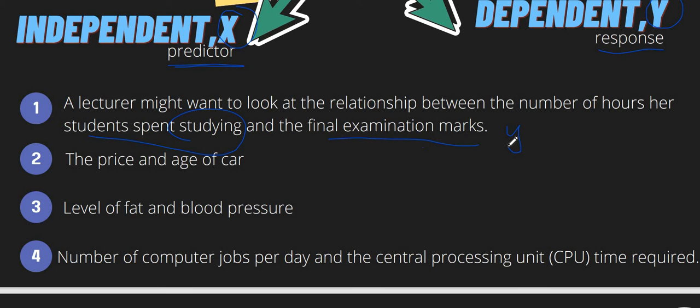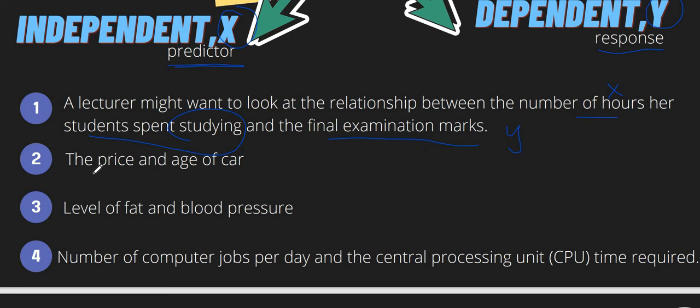So I hope that you can understand. Y stands for dependent and X stands for independent. And the number of hours here is independent. So you can see the relation between these two variables. Of course, our marks will depend on how many hours that we spend.